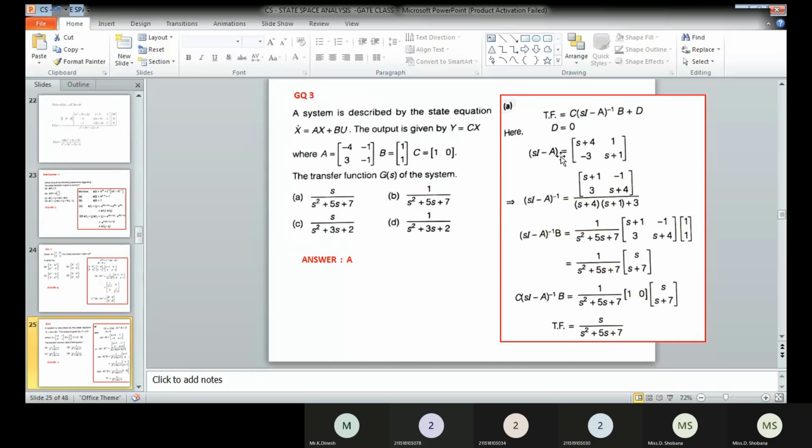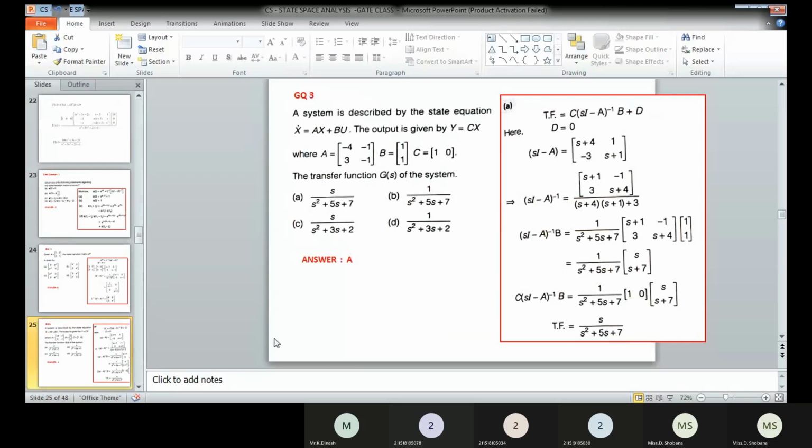So first determine the sI minus A, and then determine (sI minus A) the whole inverse, and next multiply (sI minus A) the whole inverse with B, and you get the column matrix, which is s divided by s plus 7. Okay, and then you multiply with the determinant term. You can have the transfer function as like this. So this will be compared with the given options. The correct answer will be A.